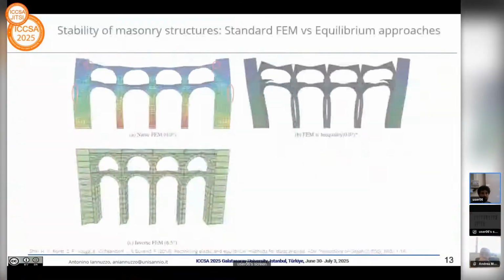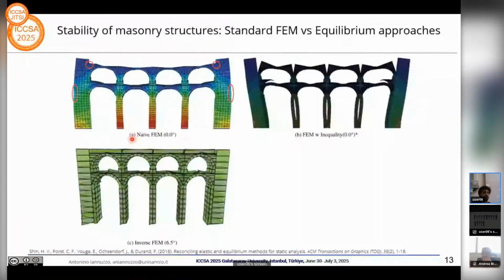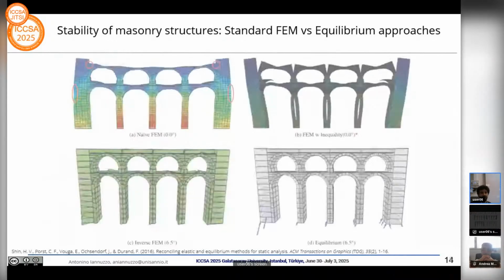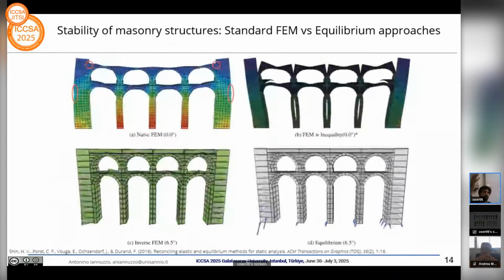We know very well that a naive use of the standard finite element method is not the best way to solve these mechanical problems. If you apply standard FE analysis to an example, like the Segovia aqueduct geometry, it will tell you that the structure is not standing even for gravitational load, and we know very well that this is not true because it stands. If you apply a very simple equilibrium formulation, like a limit analysis approach, you can easily calculate that it is stable and how stable it is.